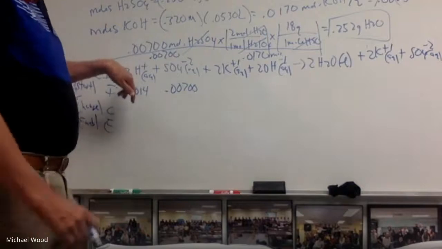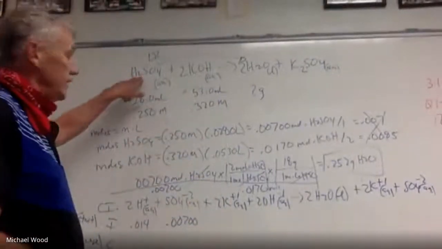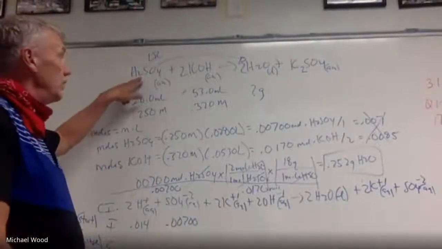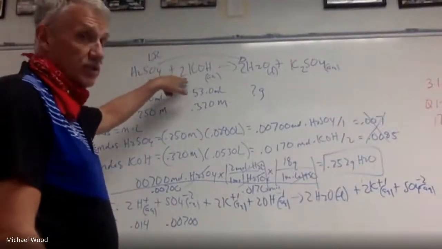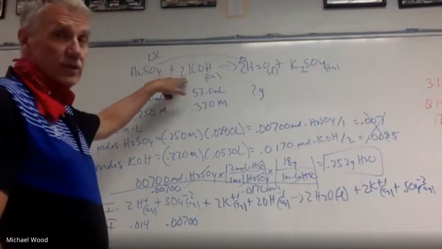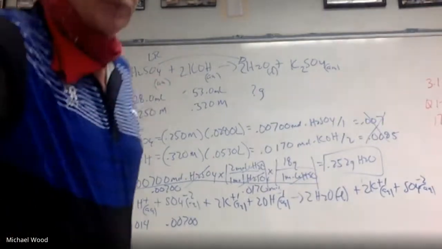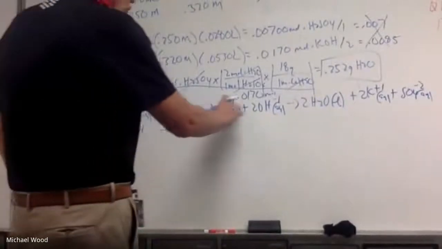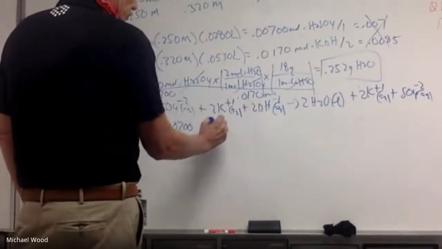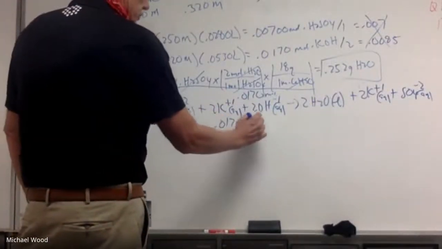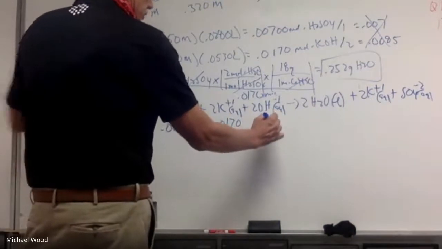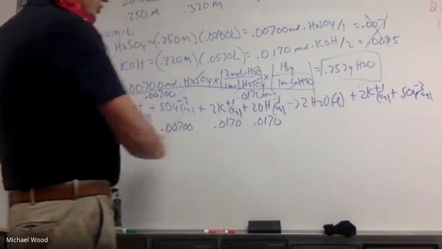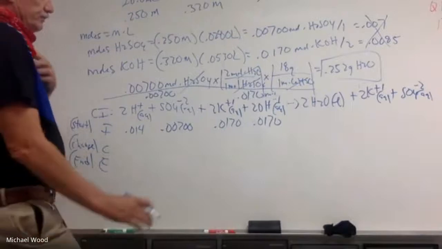But see, this 2 was from a subscript, which meant when it dissociated, there was 2 H's. This 2 is a coefficient, which simply is a mole ratio. So I am not going to multiply by 2 here. For every 1 KOH, there's 1 K and there's 1 OH. Okay, so those are moles of all those, okay?